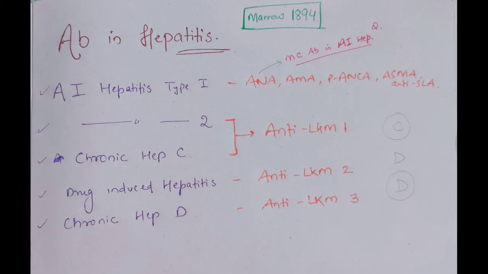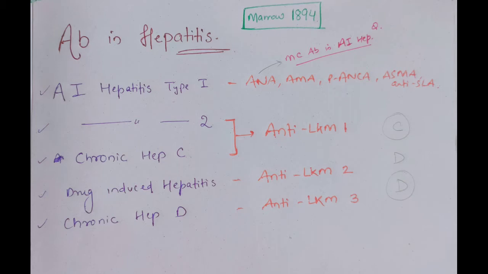Now, type 1 autoimmune hepatitis has lots of A in them, like ANA, anti-nuclear antibody, AMA, anti-mitochondrial antibody, p-ANCA, that is perinuclear anti-neutrophilic cytoplasmic antibody, then ASMA, that is anti-smooth muscle actin, and anti-SLA, that is soluble liver antigen.